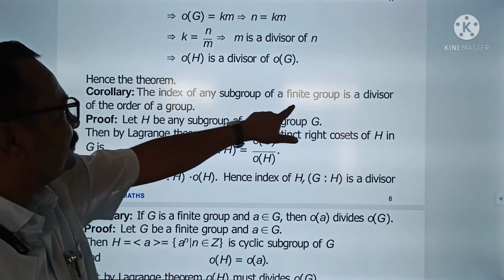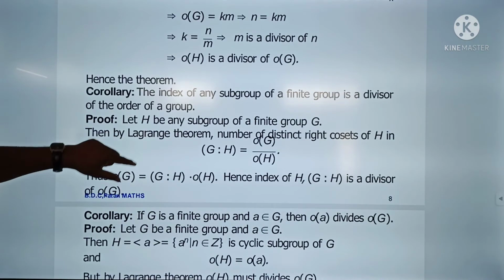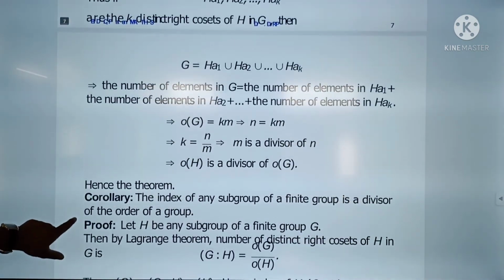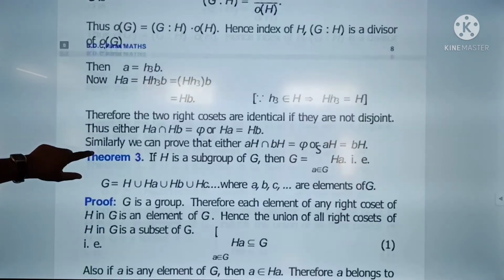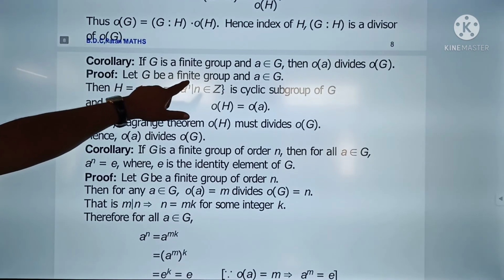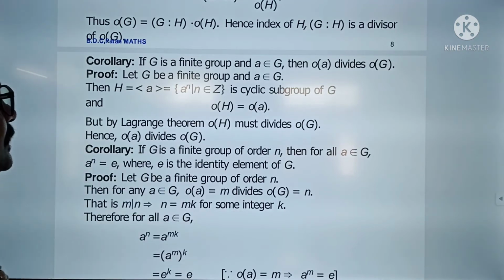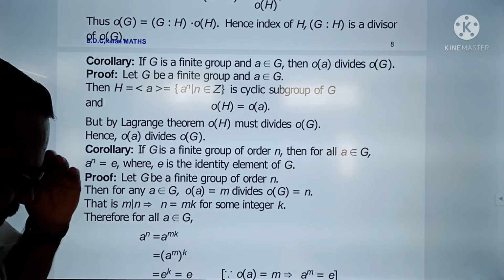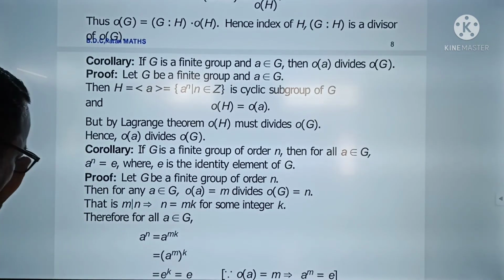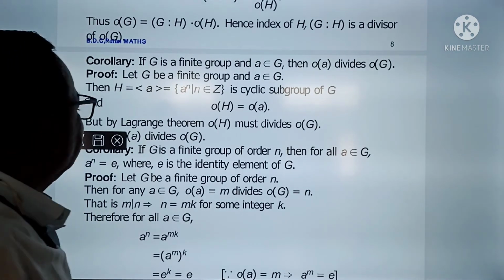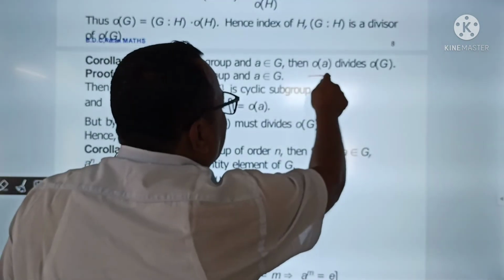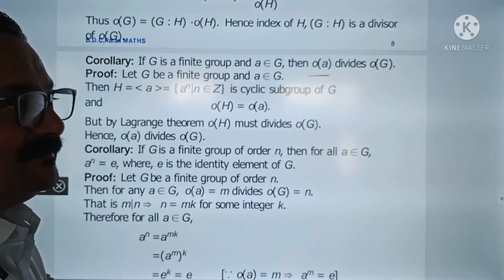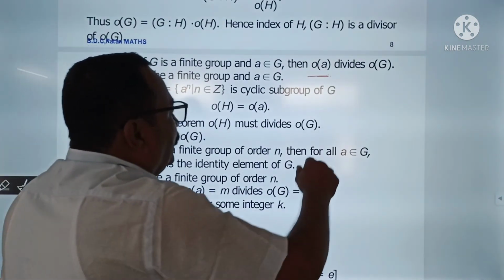The index of any subgroup of a finite group is a divisor of the order of the group. If G is a finite group and A is an element of G, then the order of A divides the order of G. You must clear this idea. What is meant by the order of A? What is meant by the order of an element of a group G?